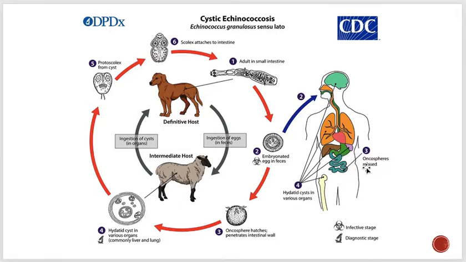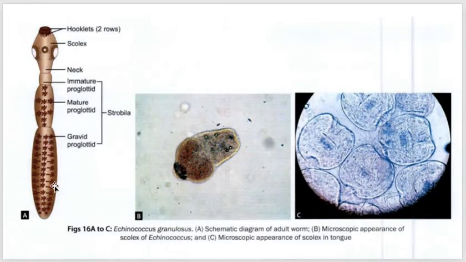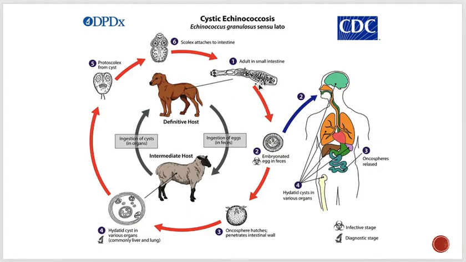See, oncospheres released. You can see the adult in the small intestine. I showed you this stage, and this one has eggs. This one is released, the eggs are taken by humans, they ingest that, and the eggs release oncospheres. Now these oncospheres released in the intestines can penetrate the intestines.